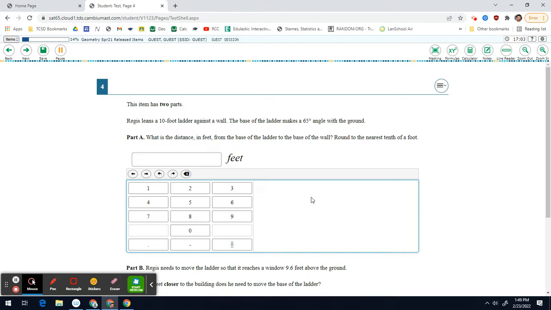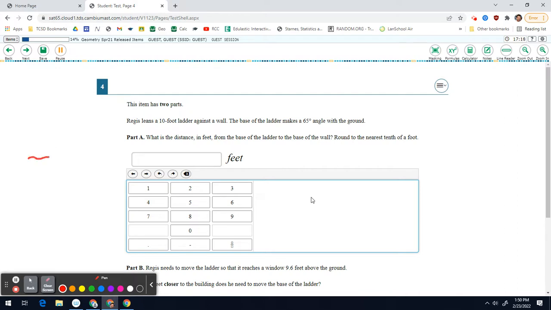Regis leans a 10-foot ladder against a wall. The base of the ladder makes a 65-degree angle with the ground. Part A, what is the distance in feet from the base of the ladder to the base of the wall? So this is a right triangle problem. It's a pretty familiar ladder right triangle problem.